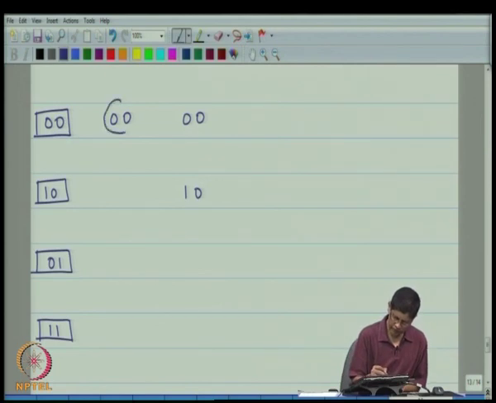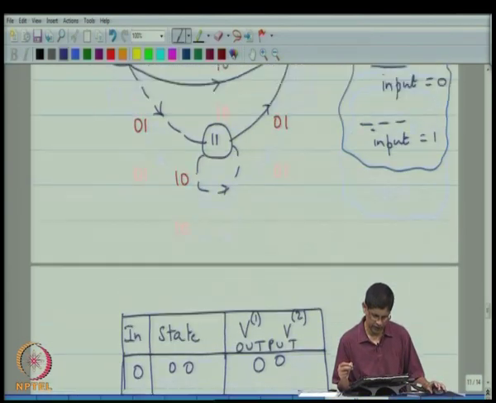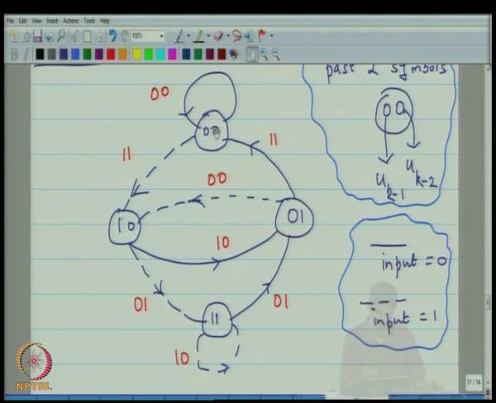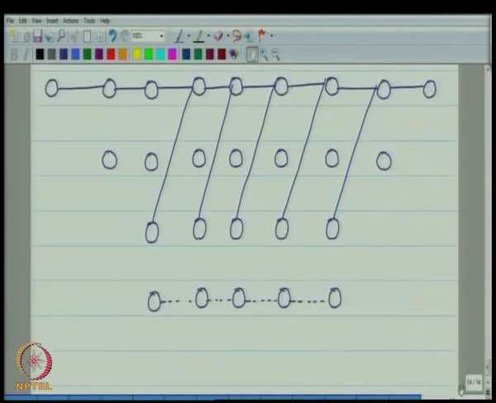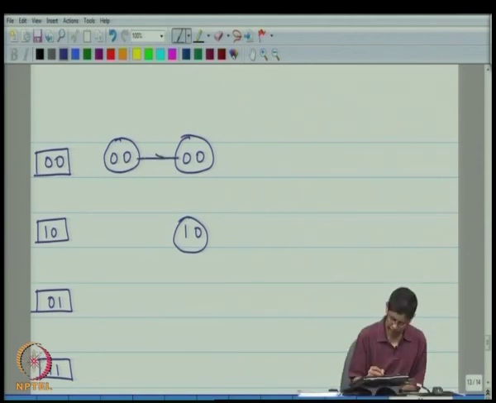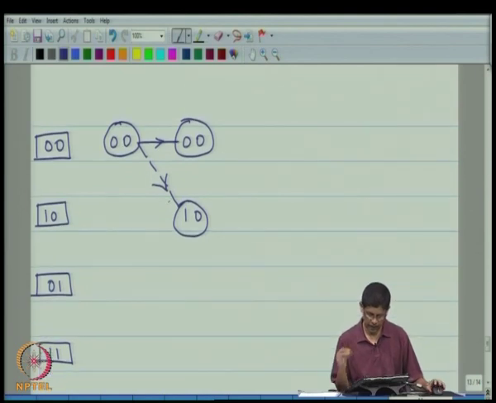So here is my starting state. And going back to the finite state machine here, if I am in state 0 0, I can either stay in the same state or I can transition to 1 0. Okay. And I go from 0 0 to 0 0 when the input is a 0. So I put that down, and similarly if the input is a 1, I go to 1 0 and so on.